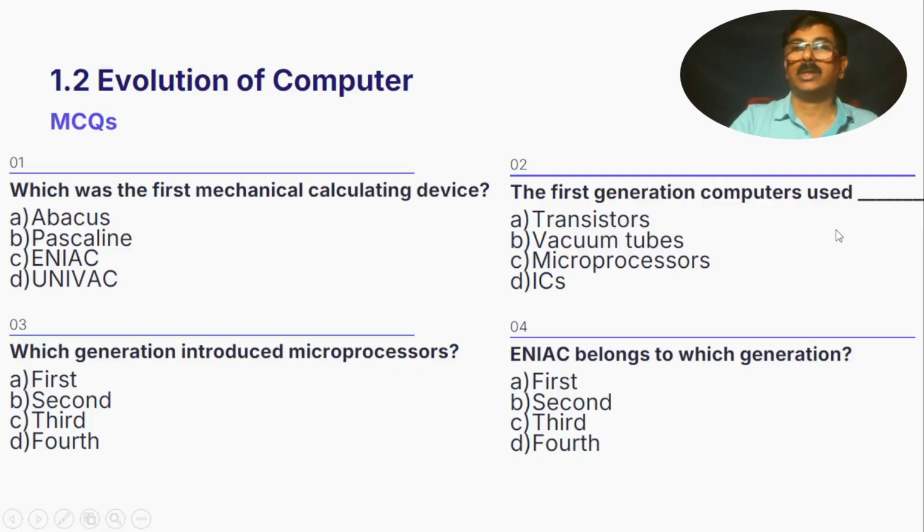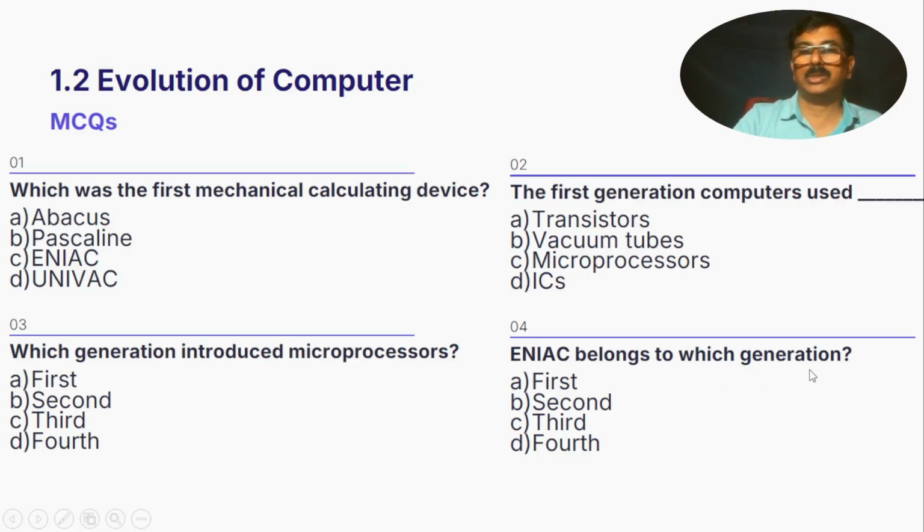The first generation computer used dash. The first generation used vacuum tubes. Second generation used transistor. And the fourth generation used microprocessor or LSI, large scale integration, ICs in the bigger or smaller format. Which generation introduced microprocessor? That is fourth generation. As I said here, transistor in the second generation, vacuum tube in the first generation, microprocessor in the fourth generation, IC in the third generation, integrated circuit.